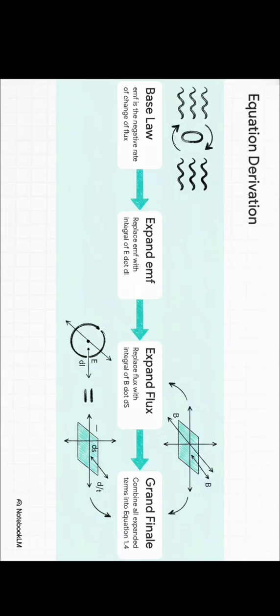Now, step 2, we expand the EMF. Remember those margin scribbles? We replace epsilon with the line integral of the electric field, which gives us equation 1.2. Step 3, we expand the flux. We replace phi m with the surface integral of the magnetic field, landing us at equation 1.3. And that brings us to step 4, the grand finale, equation 1.4. We just plug those newly expanded terms right back into our base law. The line integral of the electric field equals the negative time derivative of the surface integral of the magnetic field. Boom. You just read advanced vector calculus and you understood exactly what it's doing.